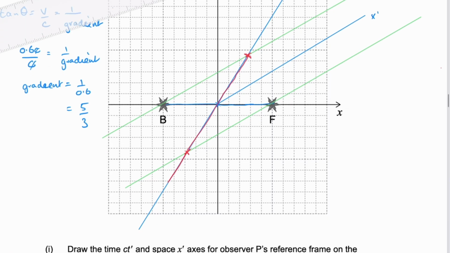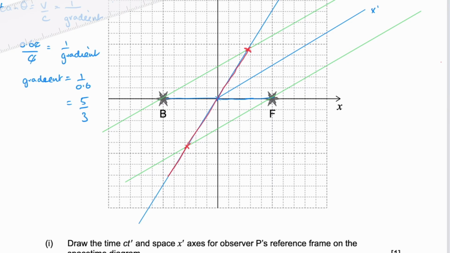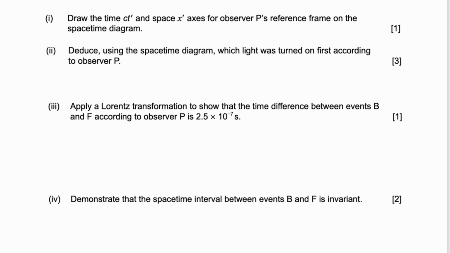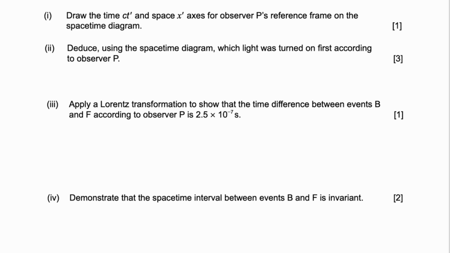So using the space-time diagram, F was turned on first and then B is turned on. That means the light at the front of the train went on first according to observer P. 3. Apply a Lorentz transformation to show the time difference between events B and F according to observer P.